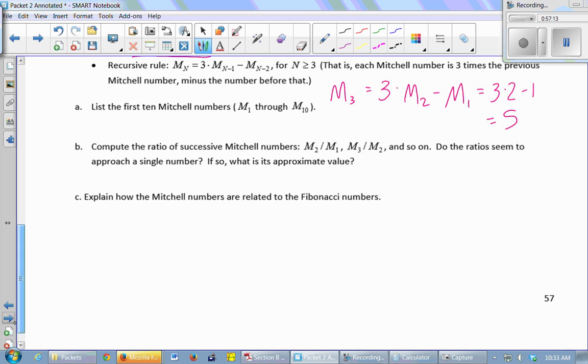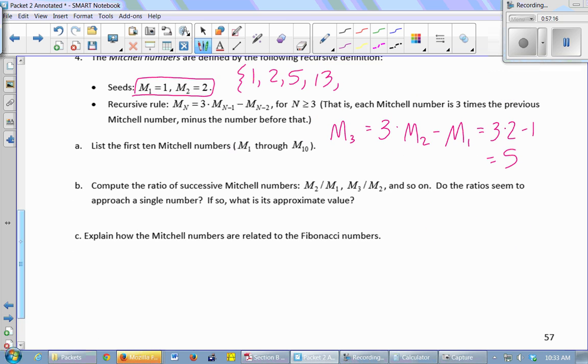So that's how the Mitchell numbers work. And if I continue to write them out, 3 times 13 is 39, minus 5 is 34. You might already notice 1, 2, 5, 13, and 34. That's every other Fibonacci number. If we do one more, 3 times 34 is 102, minus 13 is, I hope, 89. We didn't do the first 10, but good enough.